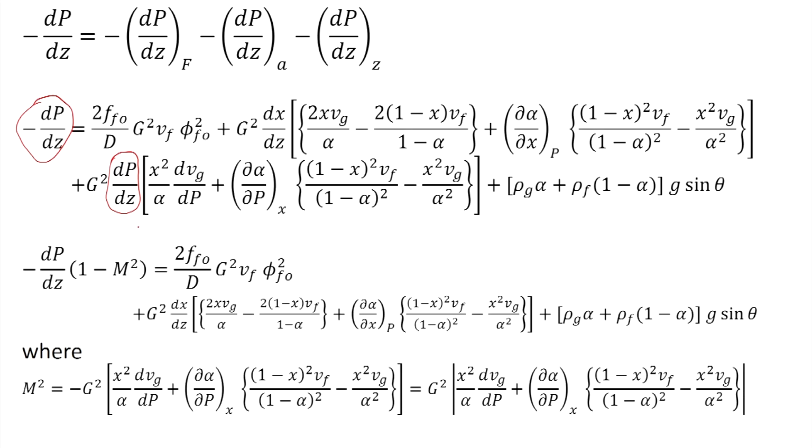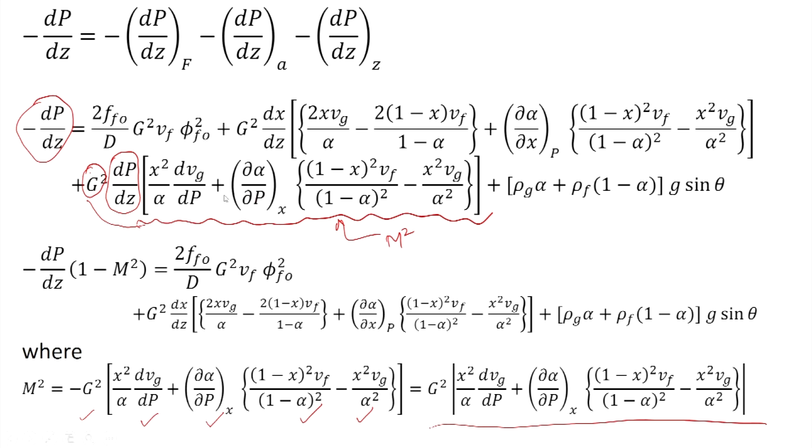So, we define M squared, which is the multiplier of the dp/dz, including G squared. Okay. This we call as M squared. So, M squared is equal to minus G squared into [x squared upon alpha dv_g by dp plus partial alpha by partial p at constant x into ((1 minus x) squared v_f upon (1 minus alpha) squared minus x squared v_g upon alpha squared)]. Or we can use the absolute value sign, the quantity in the square brackets will be negative. It is not so obvious, but it is negative. So, its absolute value has to be taken, and then we can write M squared as this in terms of absolute value.